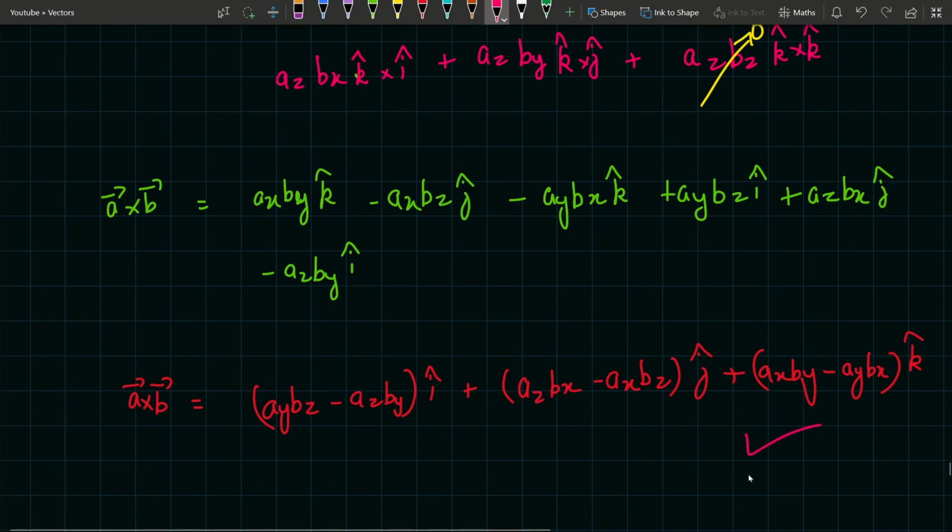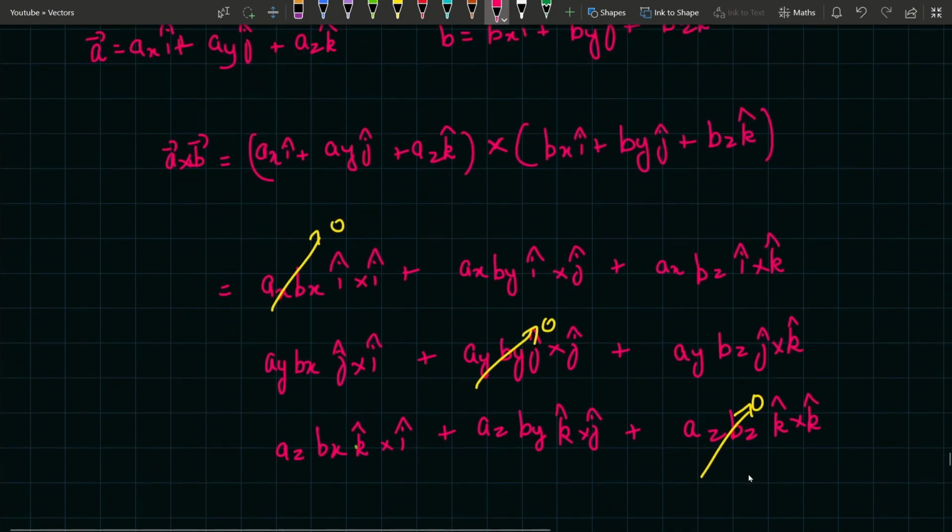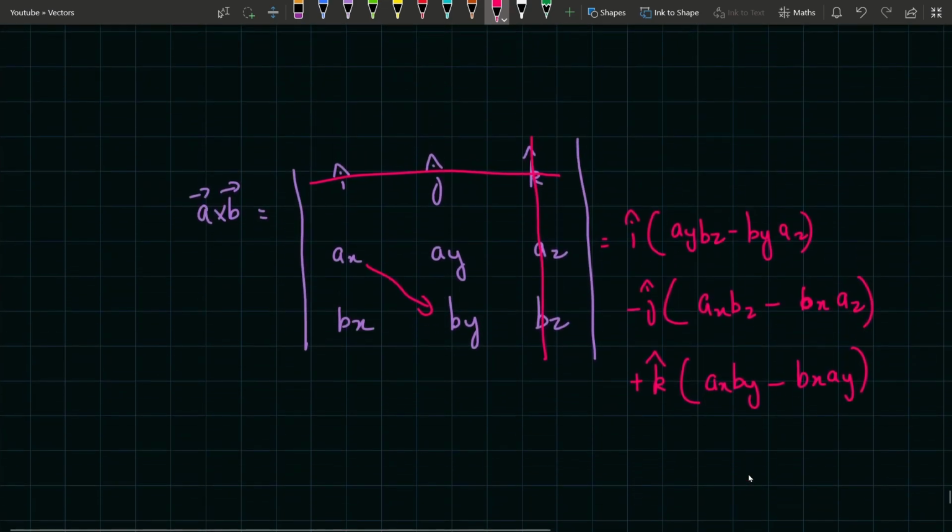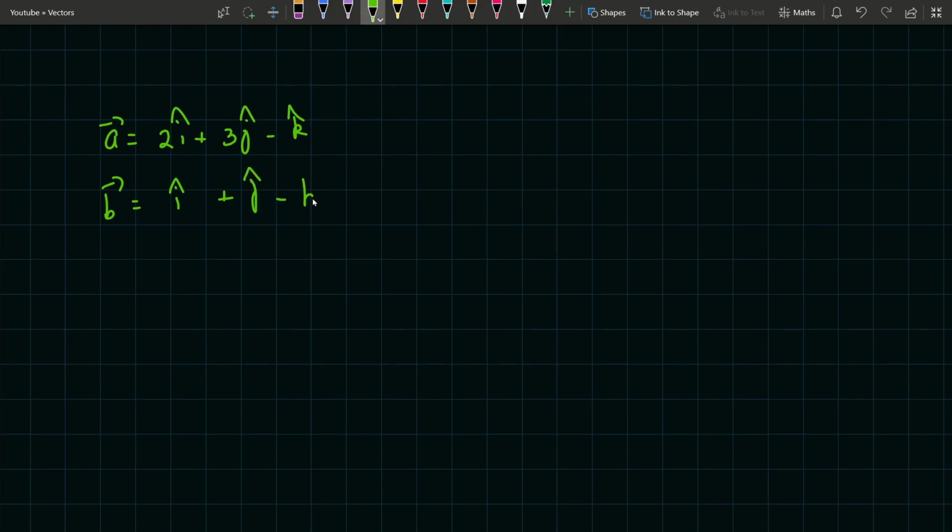So you can do this difficult way, but if you learn this easy way, you will be able to do this in seconds actually. That's the end of cross product. Let's do a question based on this. Let a vector be equal to 2 i cap plus 3 j cap minus k cap, and b vector be equal to i cap plus j cap minus k cap.